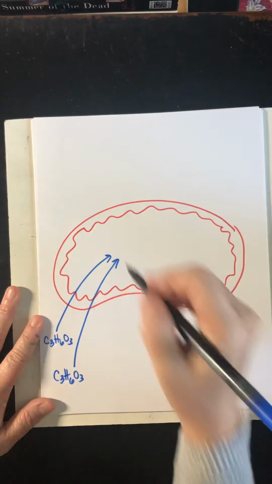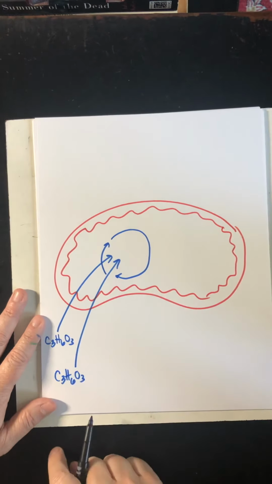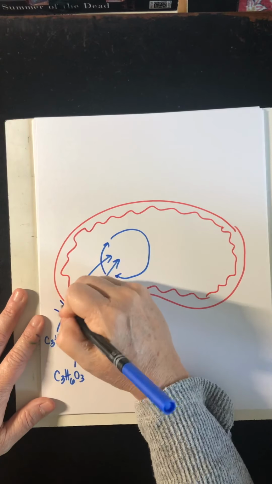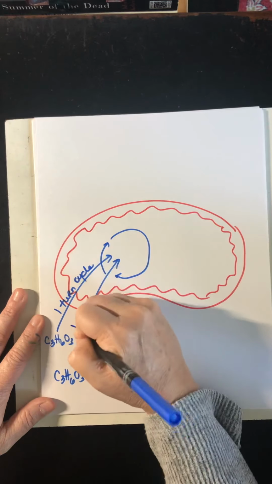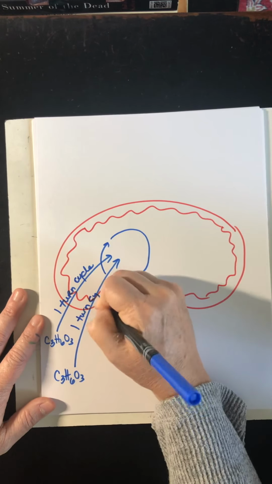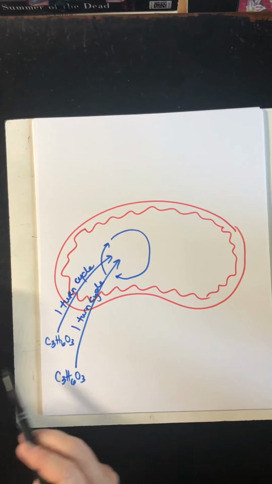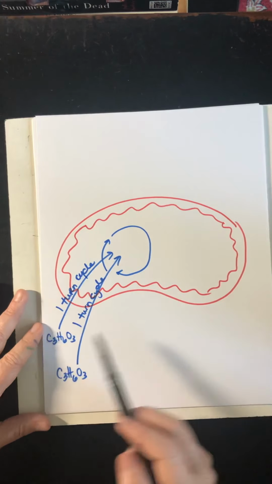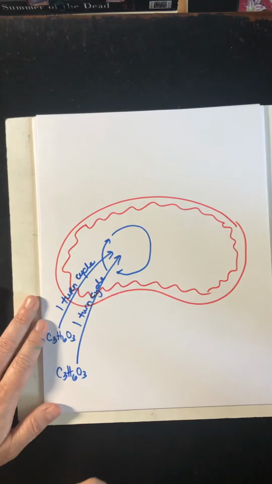And for each one, there is 1 cycle of the Krebs cycle. So this is 1 turn of the cycle. And then this is also 1 turn of the cycle. All right, so for every single sugar molecule, Krebs cycle turns twice because the 1 sugar gets snapped into 2 pyruvates and they go into Krebs cycle.